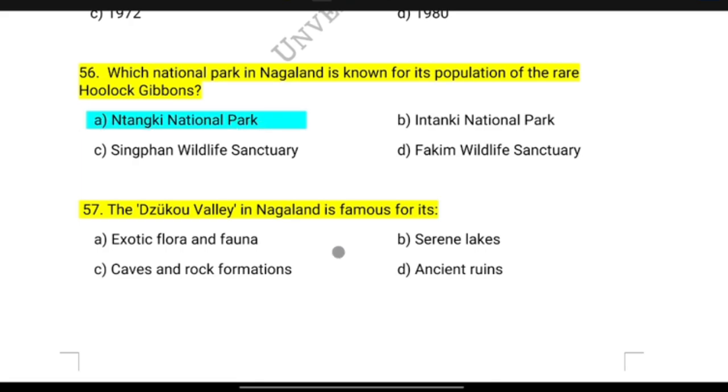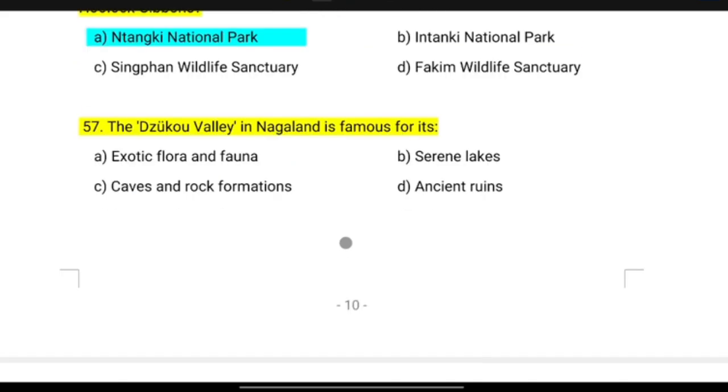Answer. B. Intanki National Park. Explanation. Intanki National Park in Nagaland is known for its population of the rare Hoolock gibbons, along with other wildlife species. 57. The Zuko Valley in Nagaland is famous for its. Solution. A. Exotic flora and fauna.